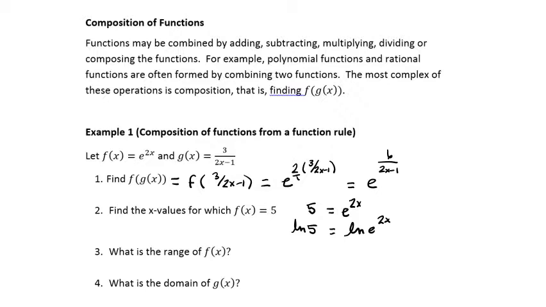One of the properties of logarithms is that if I have a logarithm of a function that involves an exponent, I can bring the exponent down front. So I have natural log of 5 equals 2x times the natural log of e. And then remember from your pre-cal background that the natural log of e is 1. And so I can complete my solving for x there. Natural log of 5 divided by 2 equals x.